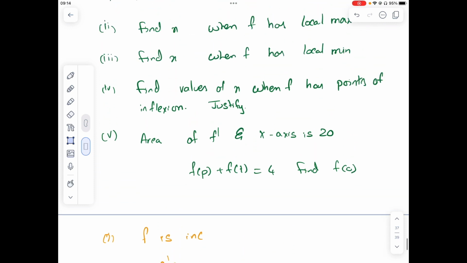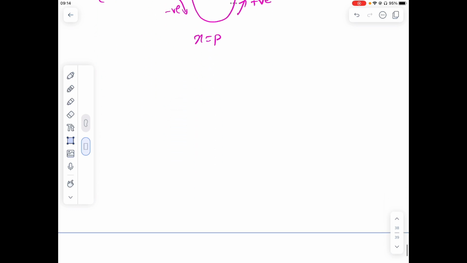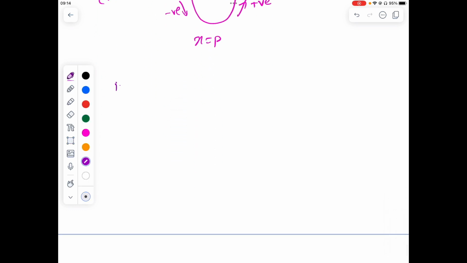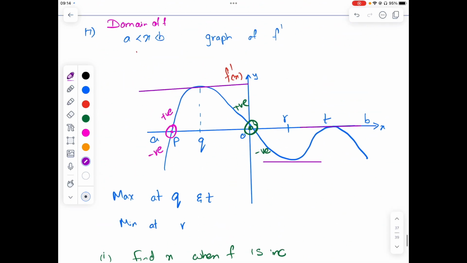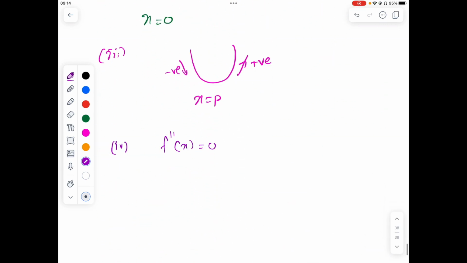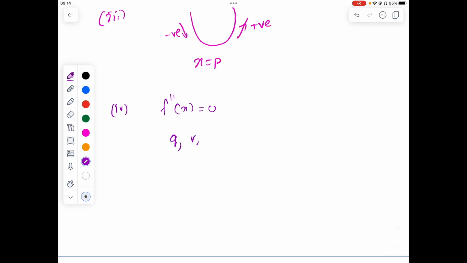Coming to part 4, find the values of x when f has a point of inflection. Point of inflection means what should be the condition? The second derivative should be equal to 0. When will the second derivative be equal to 0? You can see that it is at this first point, second point, and third point. These are the values q, r, and t. So q, r, t.